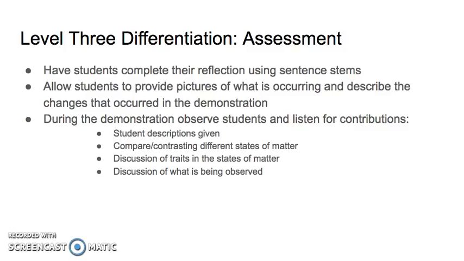As we were watching the experiment, we would pay close attention to the descriptions that these students are giving, such as if they are able to compare and contrast the different states of matter, as well as what discussions they are having about the traits of the states of matter and other things that they're seeing taking place during the experiment.